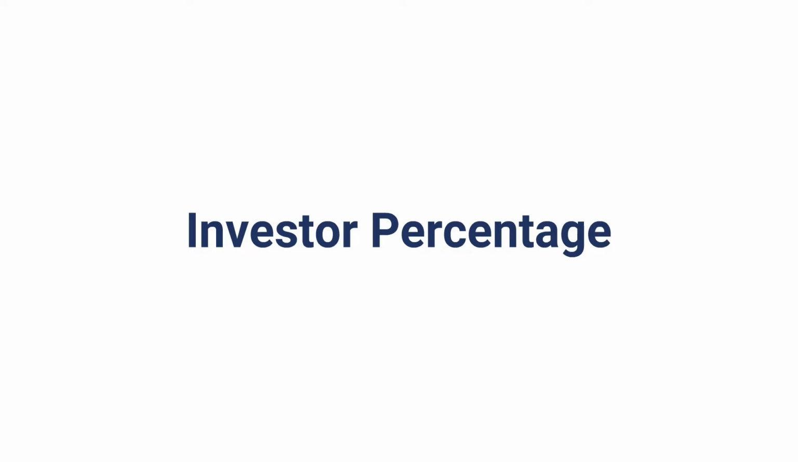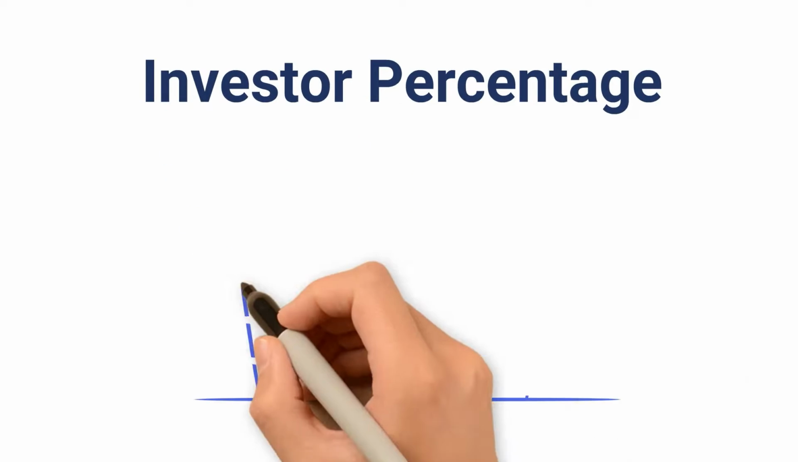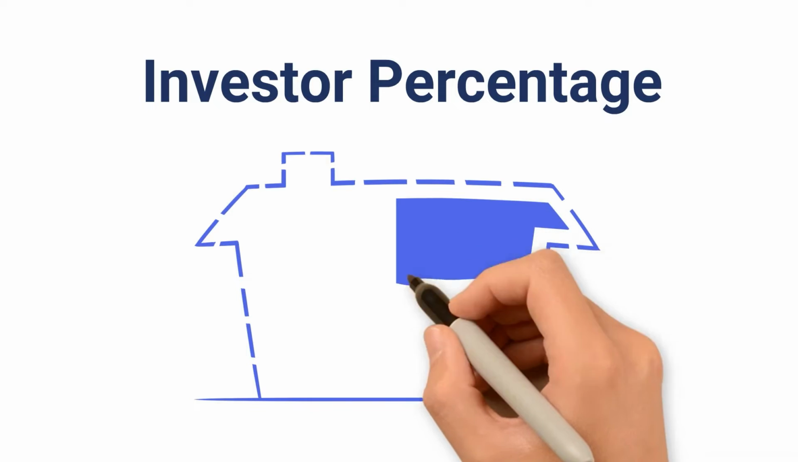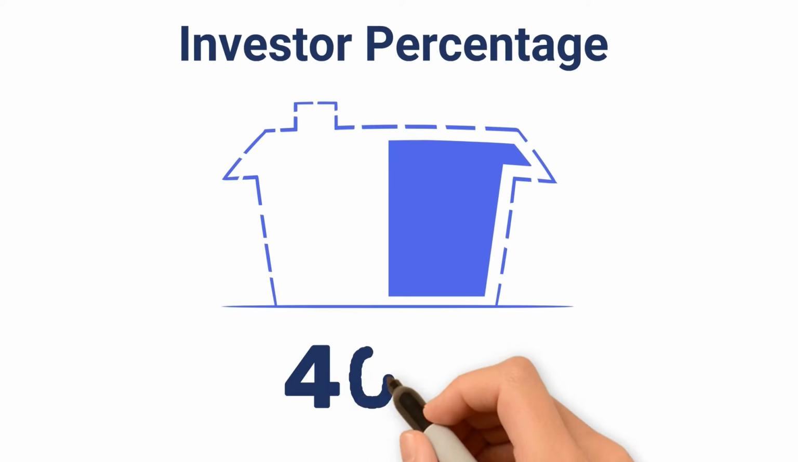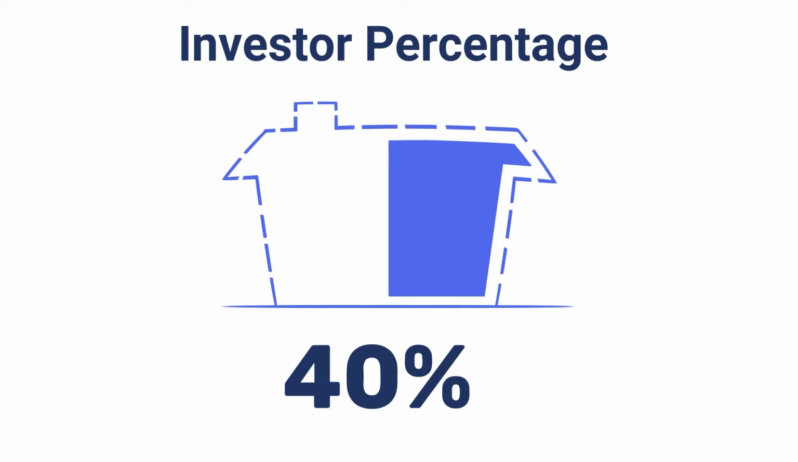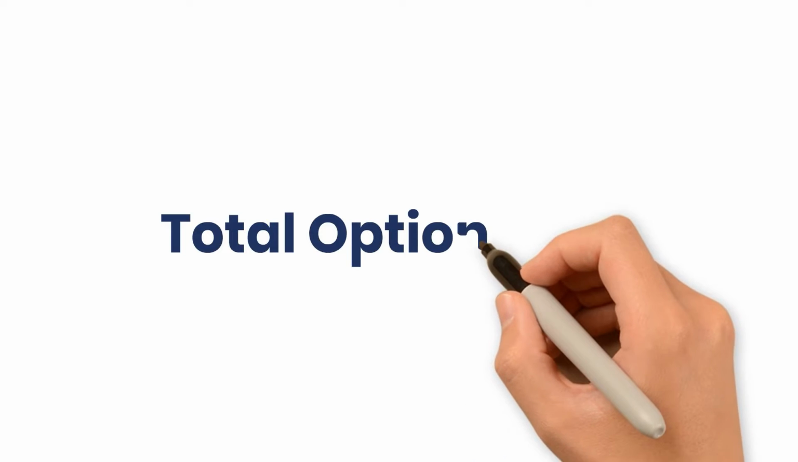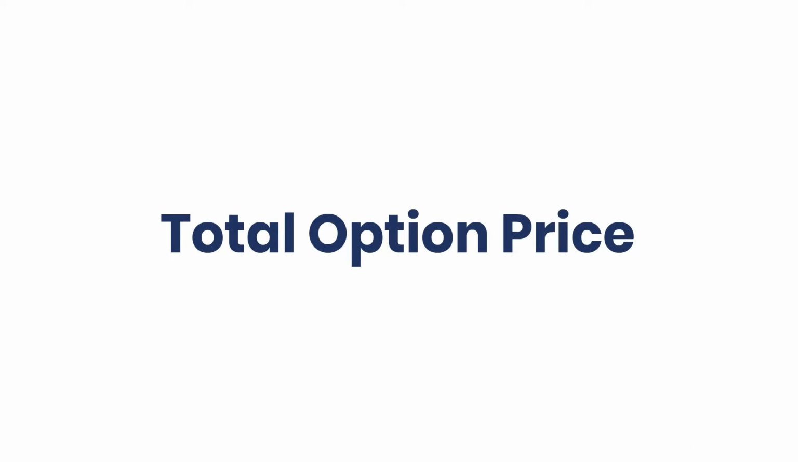Investor percentage. This is the percentage of the home's future value Unison has the option to purchase for an upfront, agreed-upon price. In this case, let's say 40%. What Unison pays you for its investor percentage is called the total option price. Here's where it gets tricky, so pay attention.